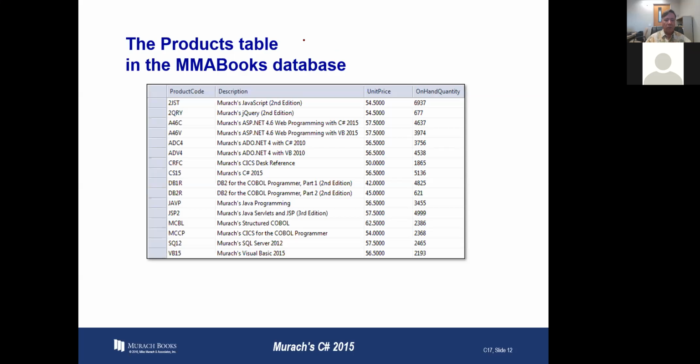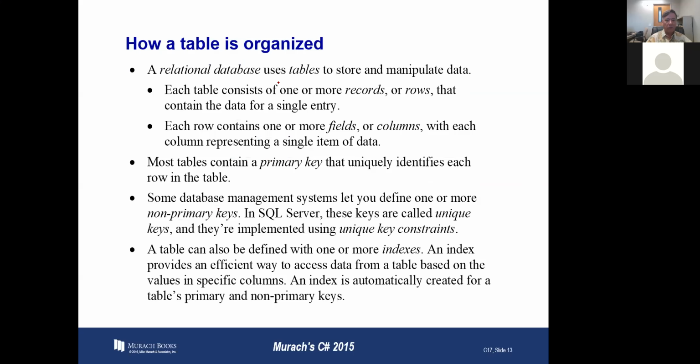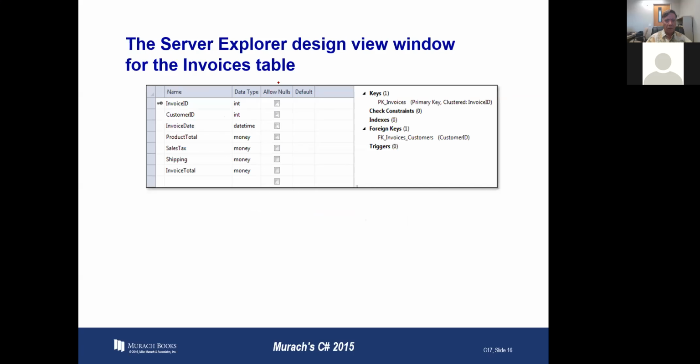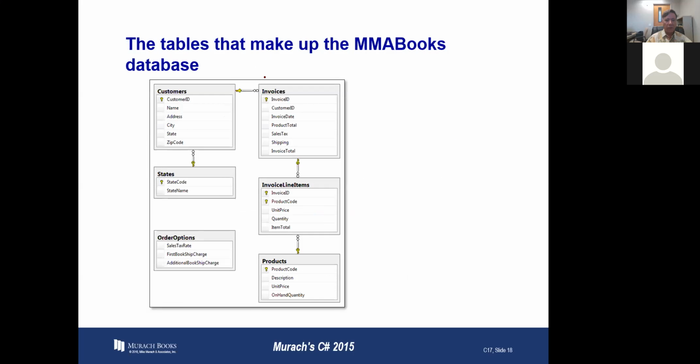All right, so let's get into what a database is. So here's a table. This is a database table. A database usually consists of a bunch of tables like this. Here we have a bunch of tables that make up the Mike Murach and Associates Books Database.